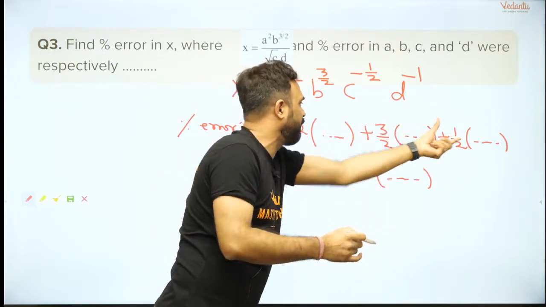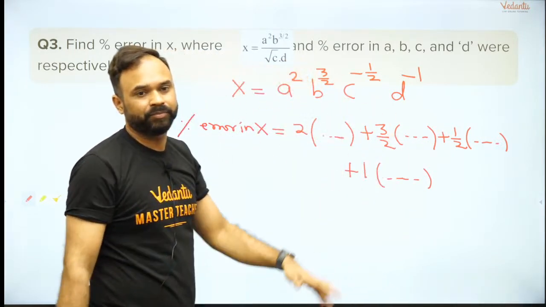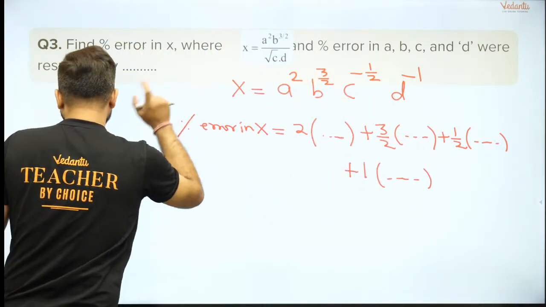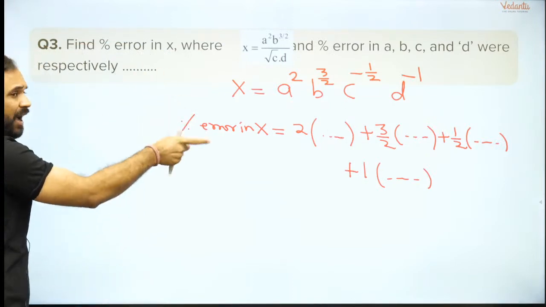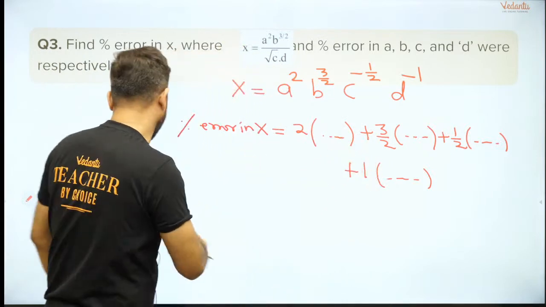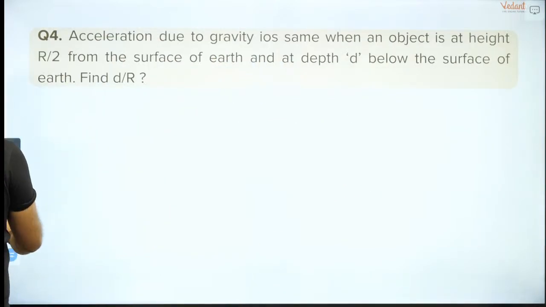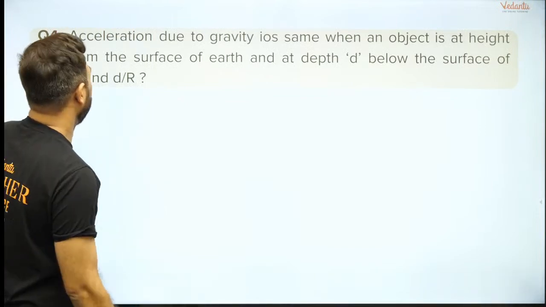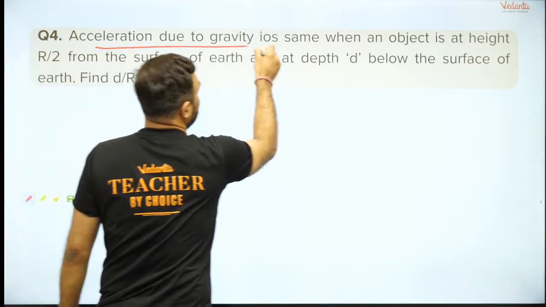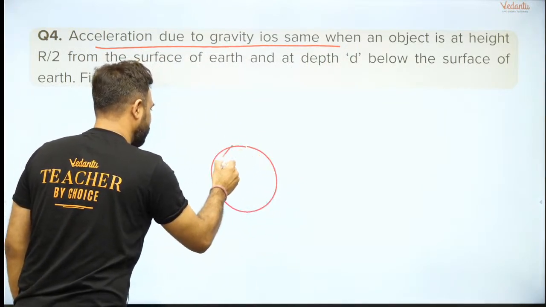So he has said the percentage errors in A, B, C and D were given. If you give me 1%, 2%, 3%, 4%, I will multiply these by the respective powers, 2, 3, 2, 1, and get the answer. So whatever value you provide, I can solve the problem based on a very basic concept of percentage error. Right, students?